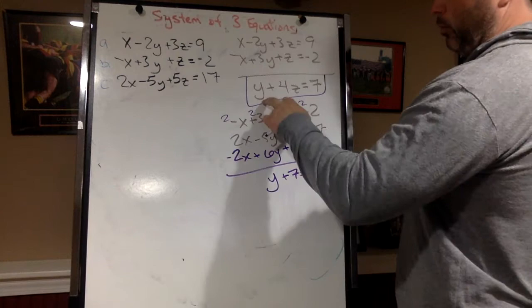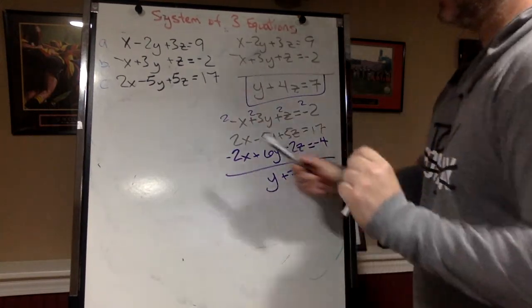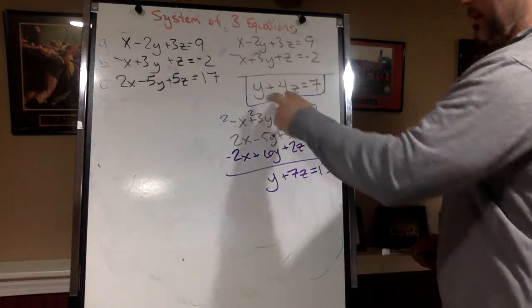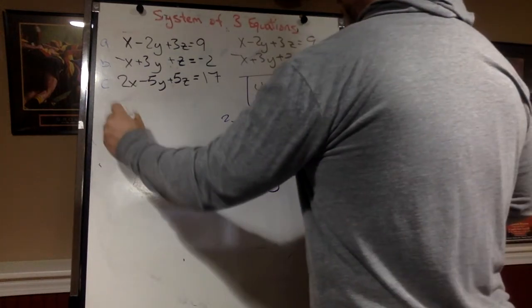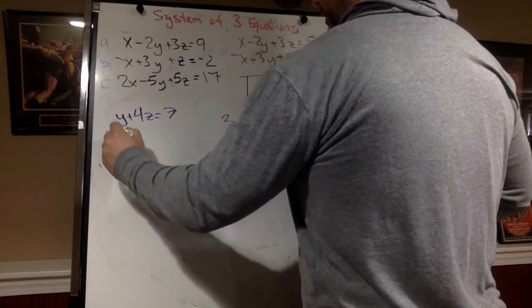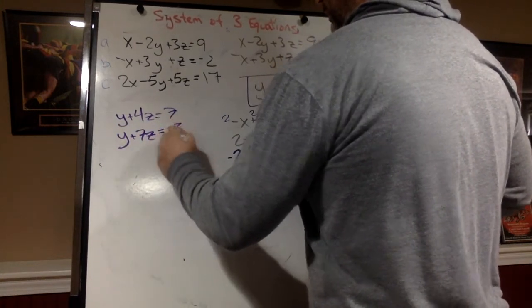So now look, one equation, two equations. y's and z's, y's and z's. I need to cancel out the same variable twice. I canceled out x's both times so I can get the same two variables left over. So let's rewrite them over here. y plus 4z equals 7, and y plus 7z equals 13.